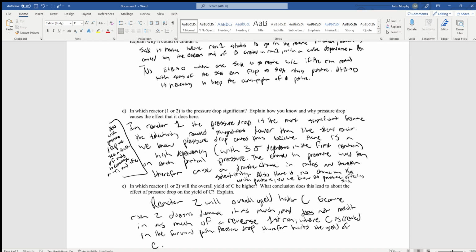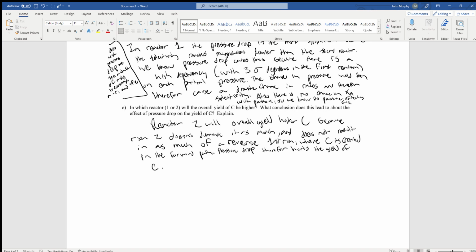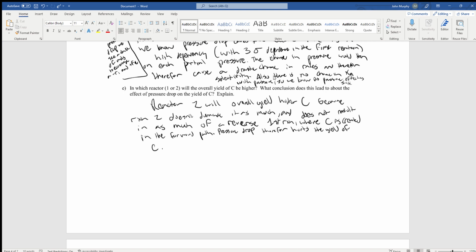that there's going to be a larger pressure drop. There's a larger drop of selectivity in the negative, so that means that there's going to be a larger pressure drop. And again, you can go over here, it's like third order dependence. So that means that we're going to see a high relationship between the two. Kind of going hand in hand with that, which reactor is going to have a higher yield of C?